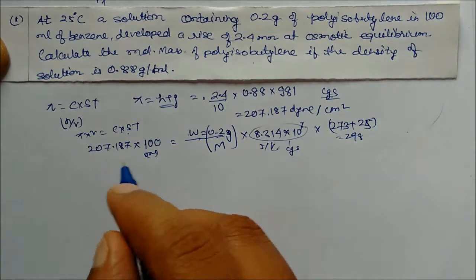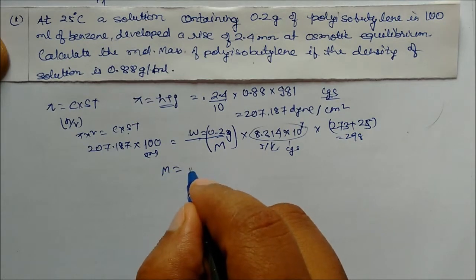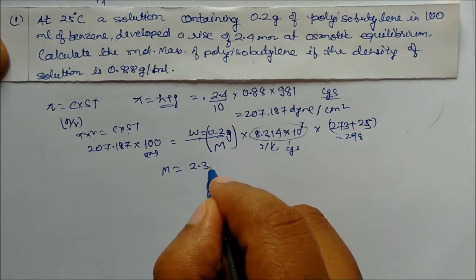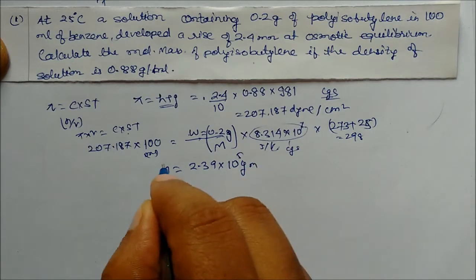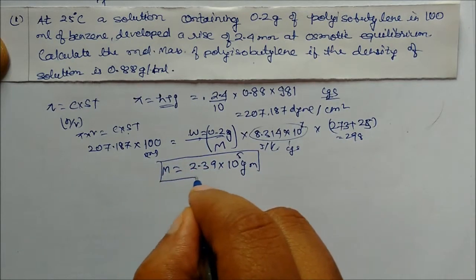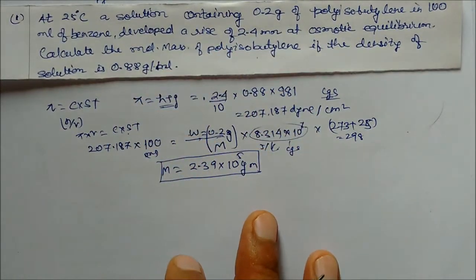So this is the formula, and we need to solve for M. If you solve it, we will get 2.39 into 10 to the power 5 grams. This is the value I have calculated. If you do it with the help of a calculator, you will get the exact value. This is the process.